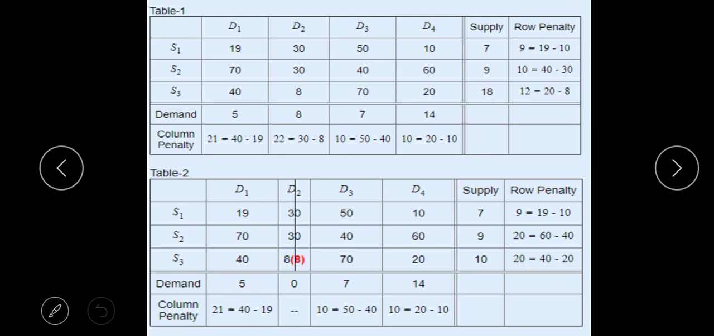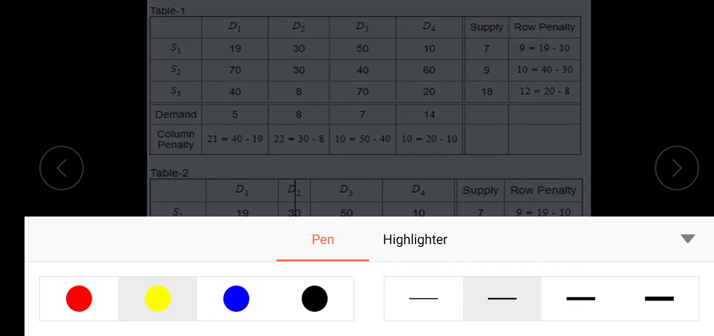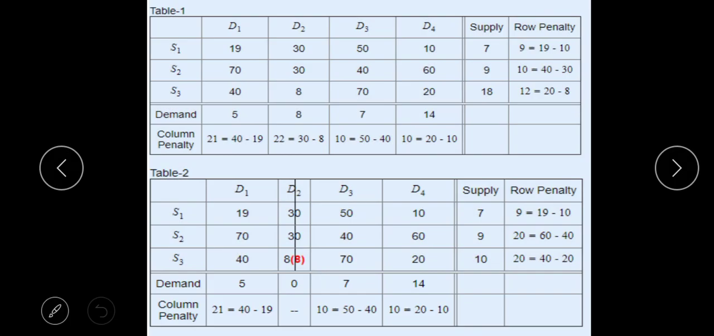What is the first step that is used in solving Ogle's method? First we need to identify the row penalty as well as column penalty. This is the first step. How do we identify the penalty? First we need to identify the least cost and then identify the next least cost. The difference between the two is called penalty.